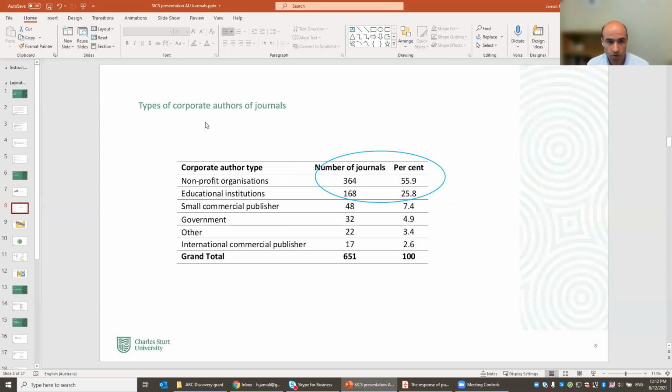In terms of corporate author, which is defined as the entity or organization that sponsors the editorial processes, like the learned society that owns the journal, or a university that the journal is affiliated with. You can see that the majority of the journals belong either to non-profit organizations, whether professional associations or learned societies, or usually universities. So 55% of them are non-profit, and another 25% belong to universities.